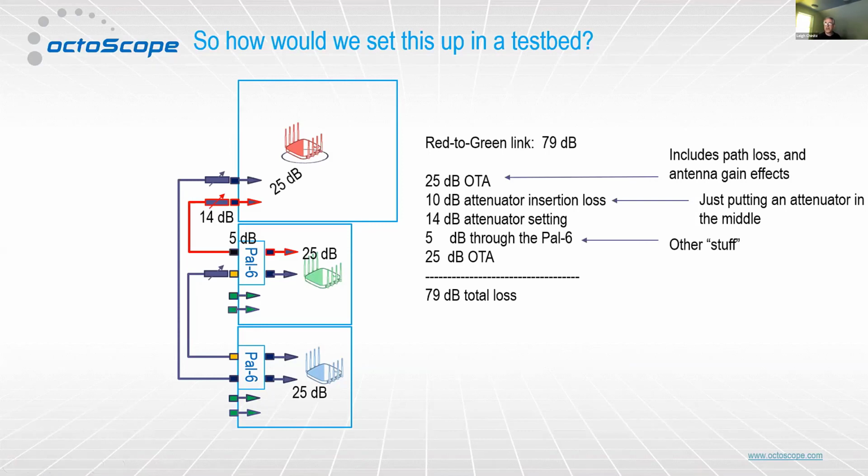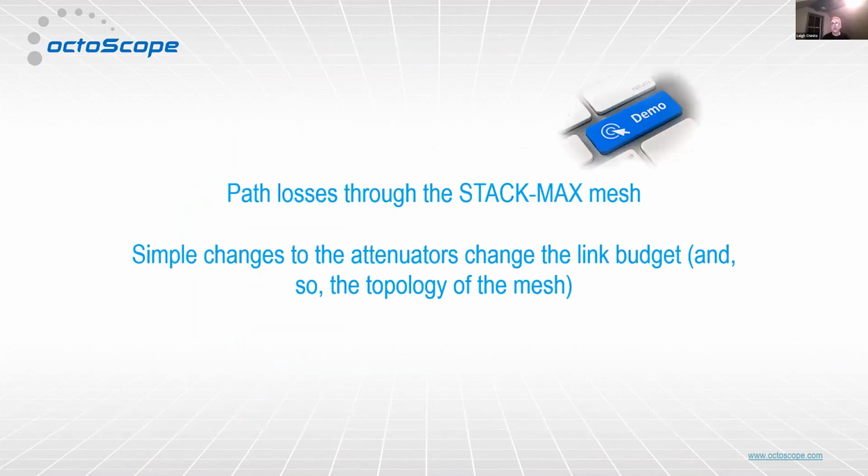So now we've got in our test bed a reasonably good model of what that mesh system link would look like in the environment in which it would be placed. So I'm going to stop here, and we're going to do a demo of this so you can actually see how this works in real life. We're going to show you how the path losses work in our Stack Max mesh test bed.